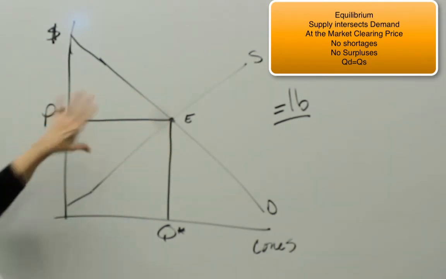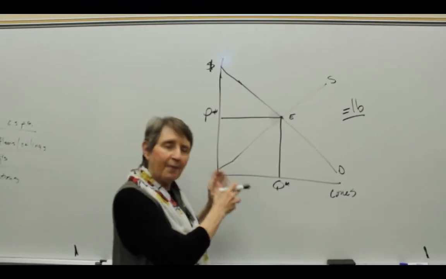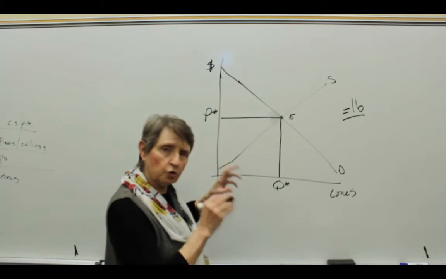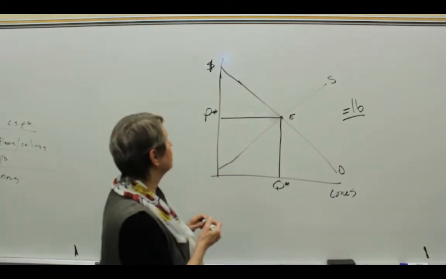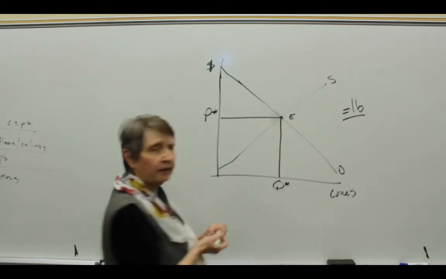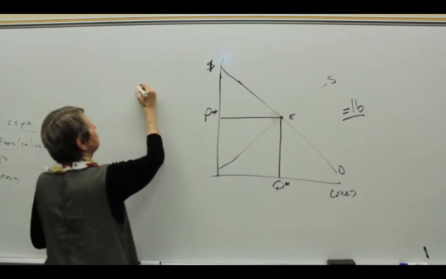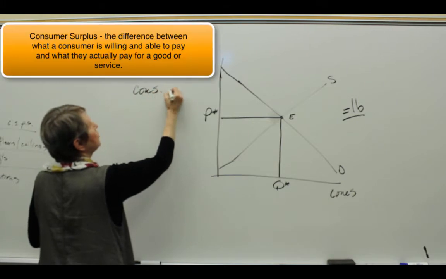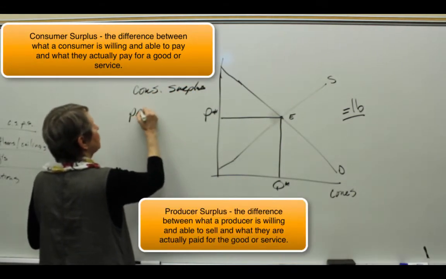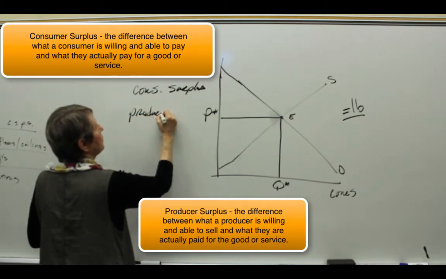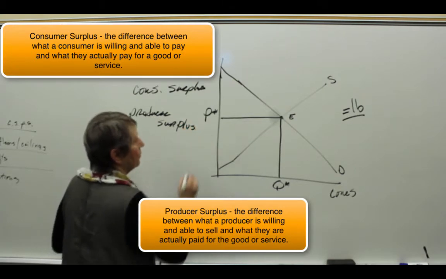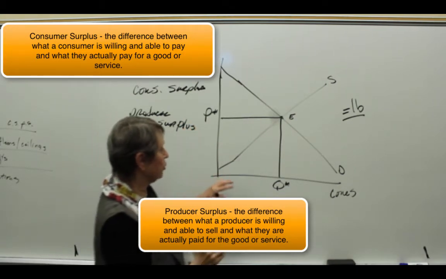Now, both producers and consumers benefit from this market. And the way we can see that is to talk about two concepts. One we call consumer surplus. The other one we call producer surplus. Now, let's define consumer and producer surplus.